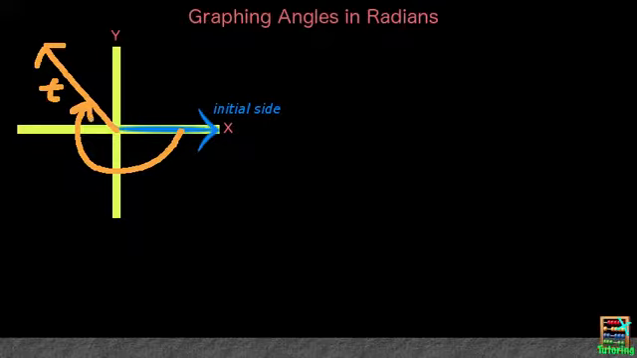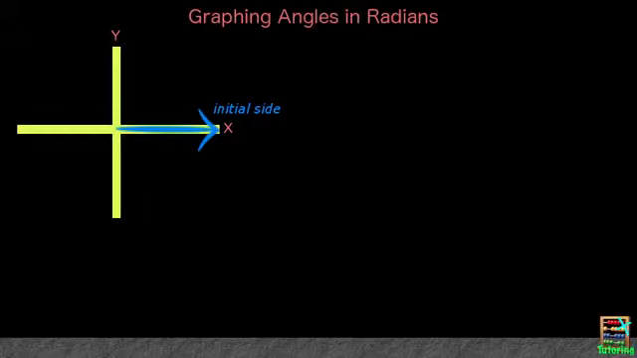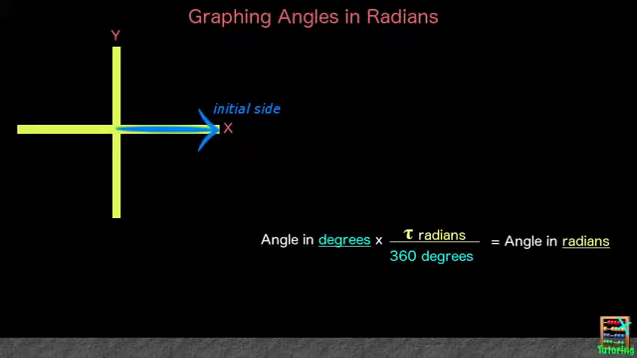In the next few examples, let's start with an angle in degrees. We'll first convert it to radians for practice, and then we'll graph it. The first example asks us to graph a 90-degree angle in standard position. You might remember from a previous video that in order to convert, we multiply the angle in degrees by tau radians over 360 degrees. In this case, we get tau over 4 radians.